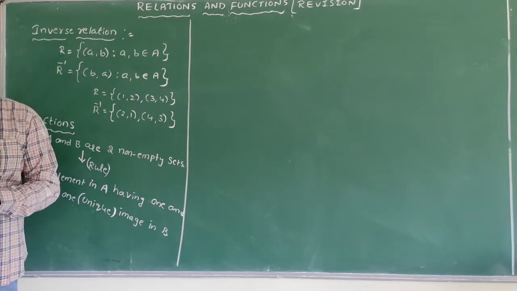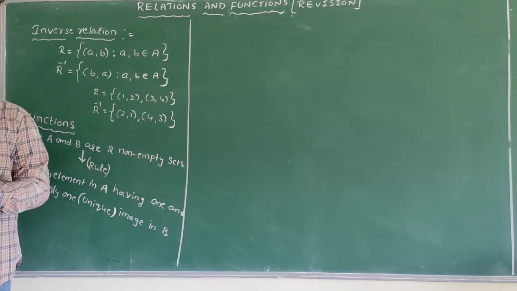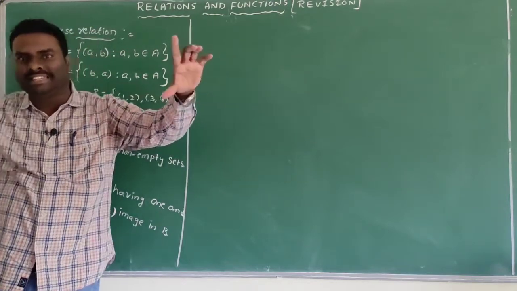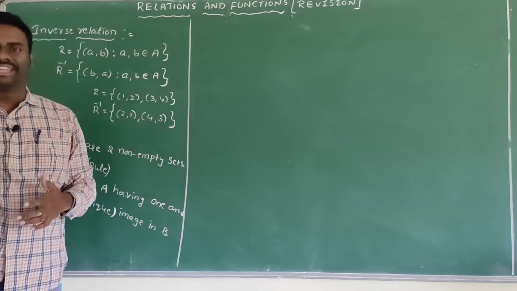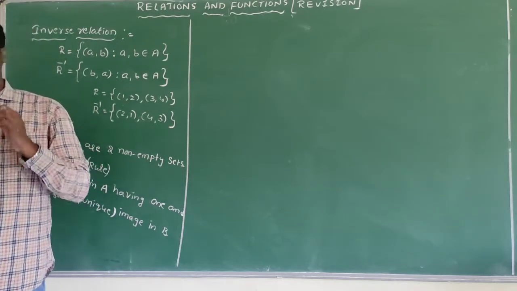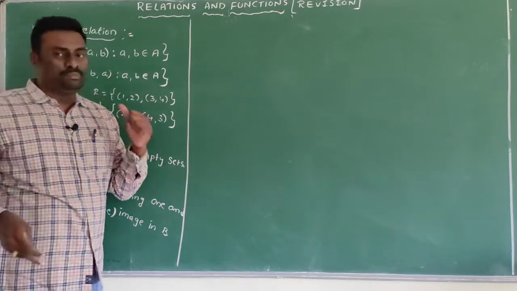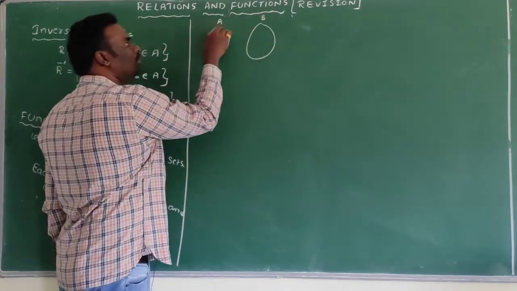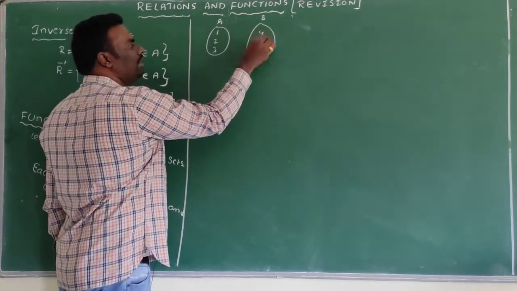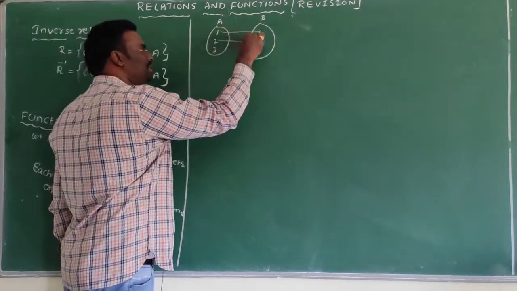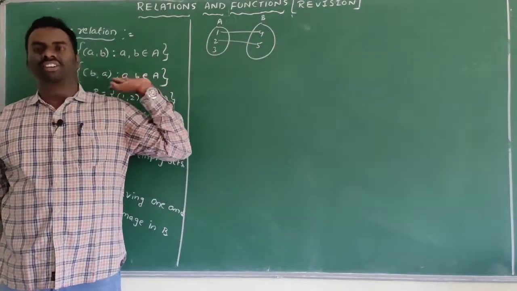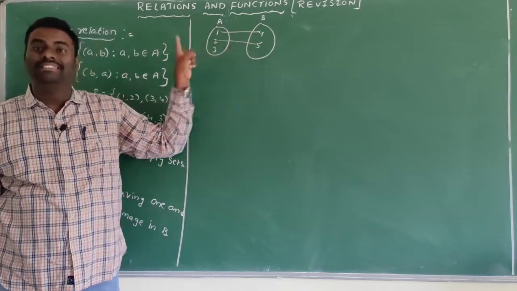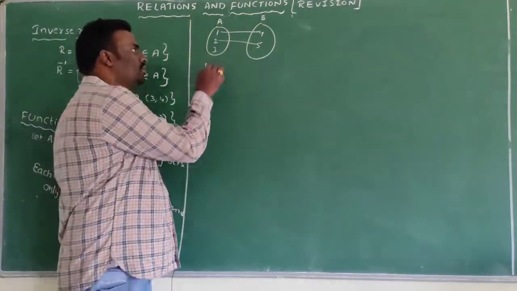To explain the concept function, first we need to take the two non-empty sets. Every element in set A having one and only one image in set B means that image should be unique. Now that relation is called a function. I'll give a simple example. A, B, 1, 2, 3, 4, 5. 1 is related to 4, 2 is related to 5. It is not a function. Why? Because 1 is having image, 2 is having image, but 3 is not having image, so it is not a function.